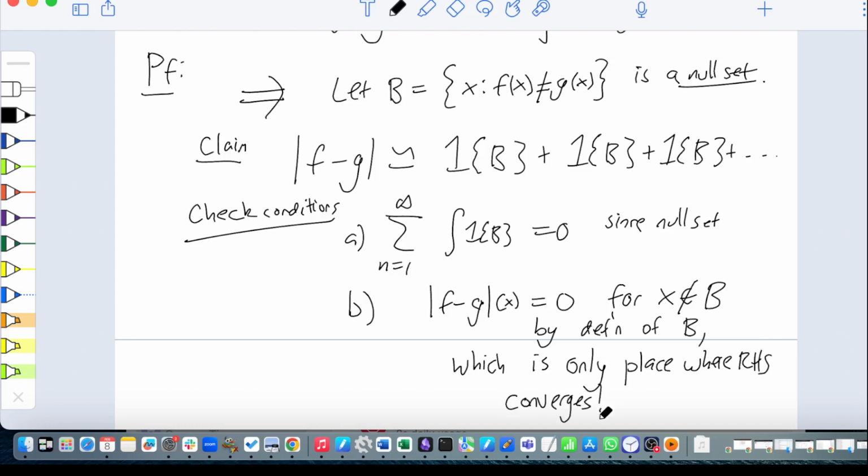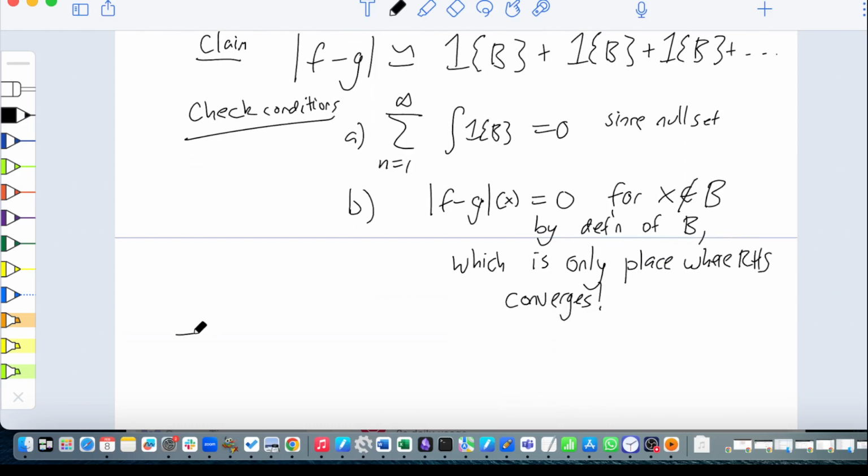So in other words, we only have to check that the two things are equal when the right-hand side converges, and it only converges off of the bad set. On the bad set, this is 0. When you get zeros, it's all fine. So it's the same trick as before. Okay, and so if this thing is that sum, then the integral is that sum.